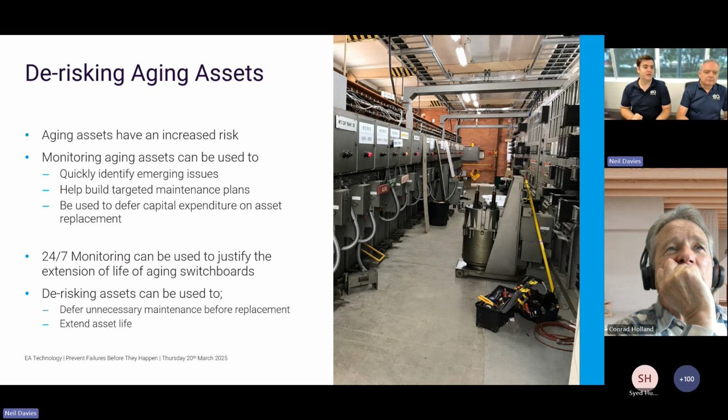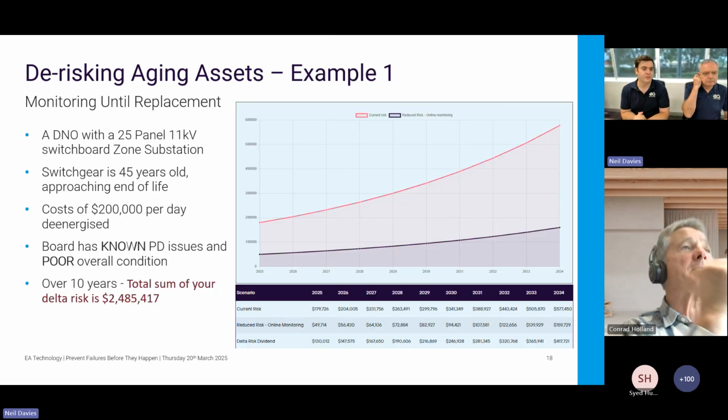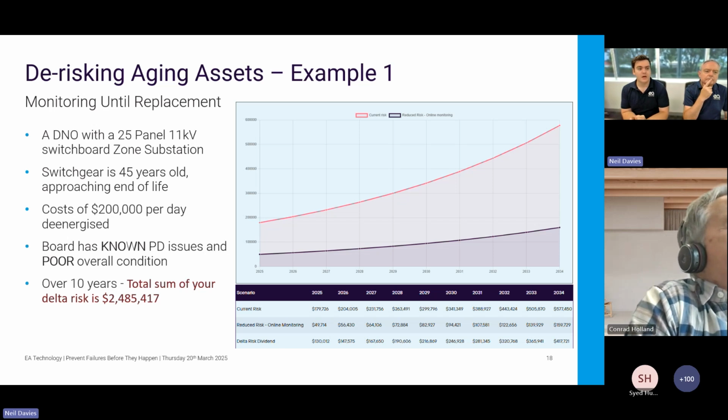So let's have a look at how that plays in terms of the risk calculations. This is an example from the first scenario I was talking about: a 25-panel board of 11 kV, which would be a primary zone substation in Australia, and about 45 years old. So it is getting towards its end of life scenario.